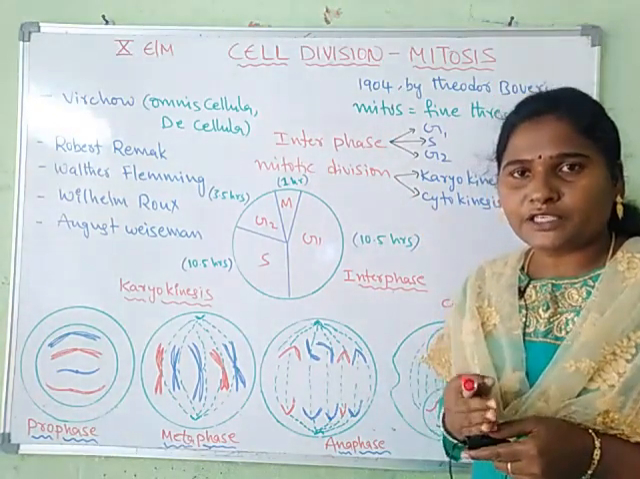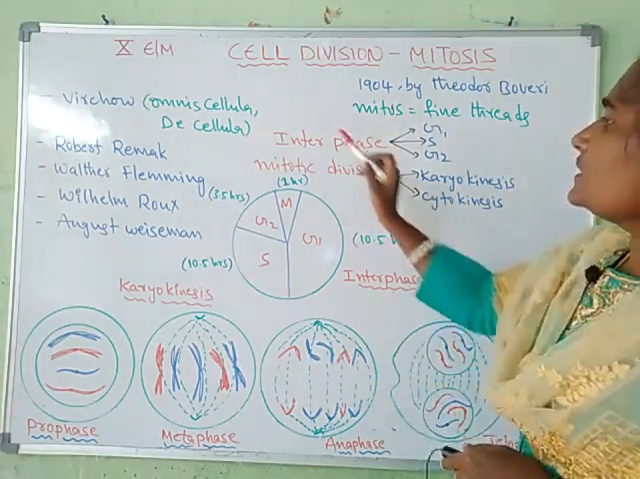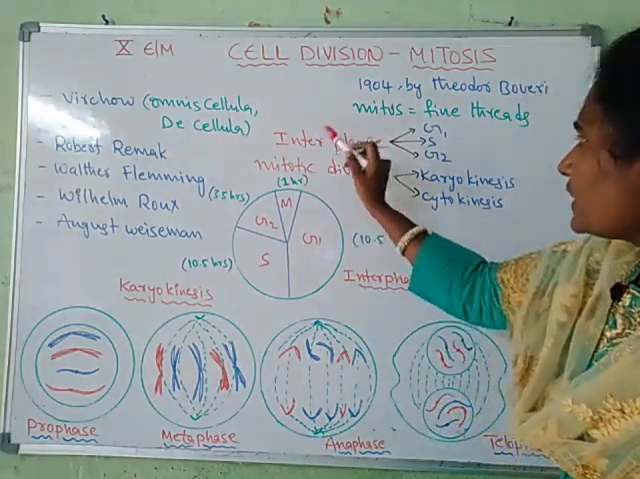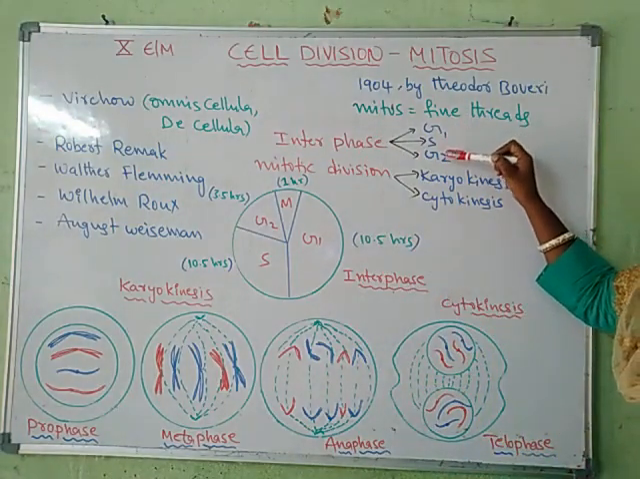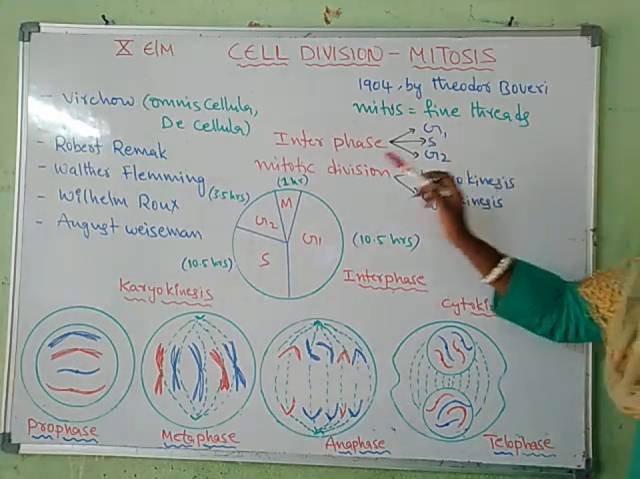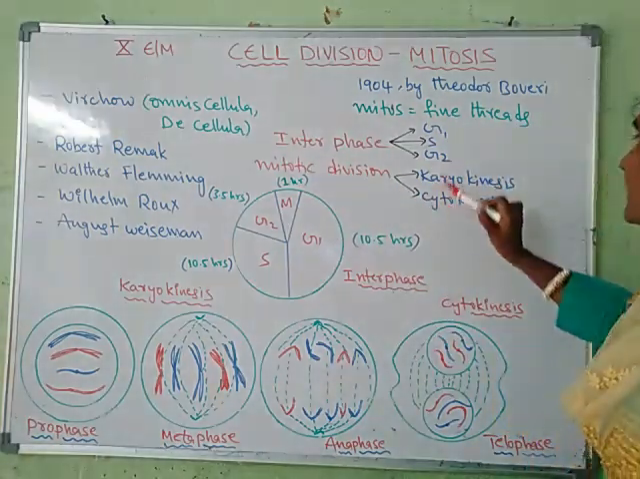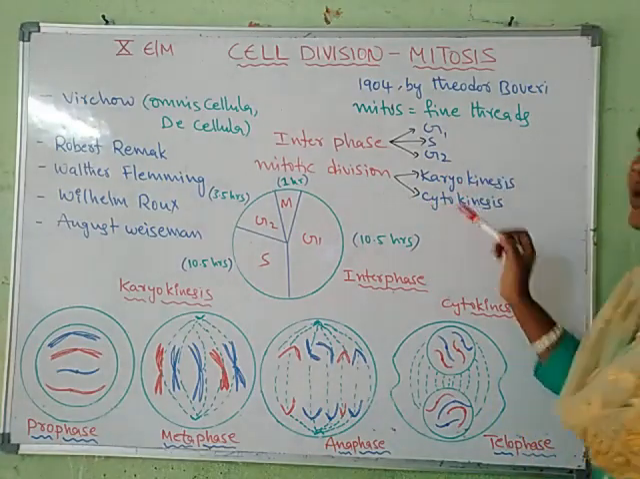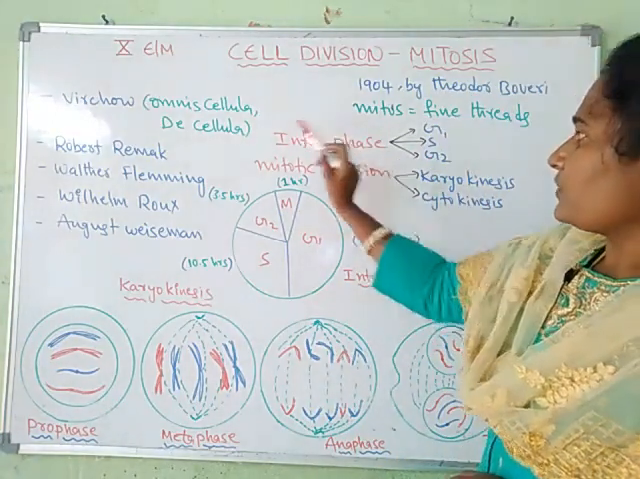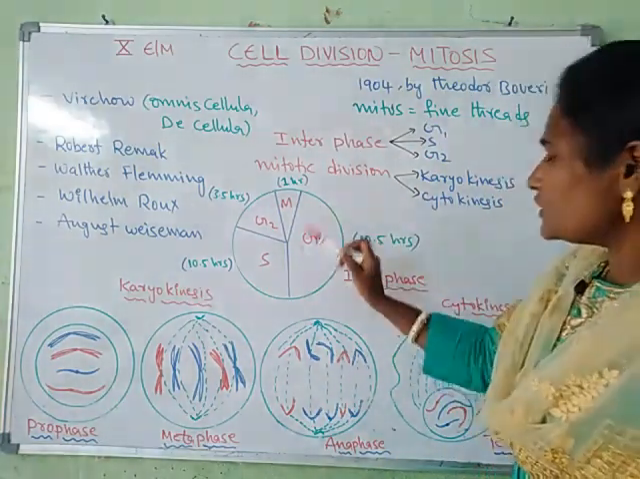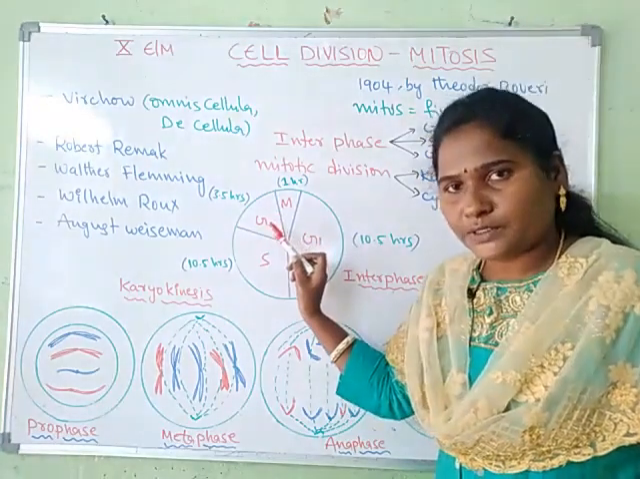The period between two mitotic divisions, two cell divisions, is called interphase. This interphase can be divided into three phases: G1 phase, S phase and G2 phase. And mitotic division occurs in two phases, karyokinesis and cytokinesis. Now we will discuss interphase. This interphase can be divided into three phases like G1 phase, S phase and G2 phase.